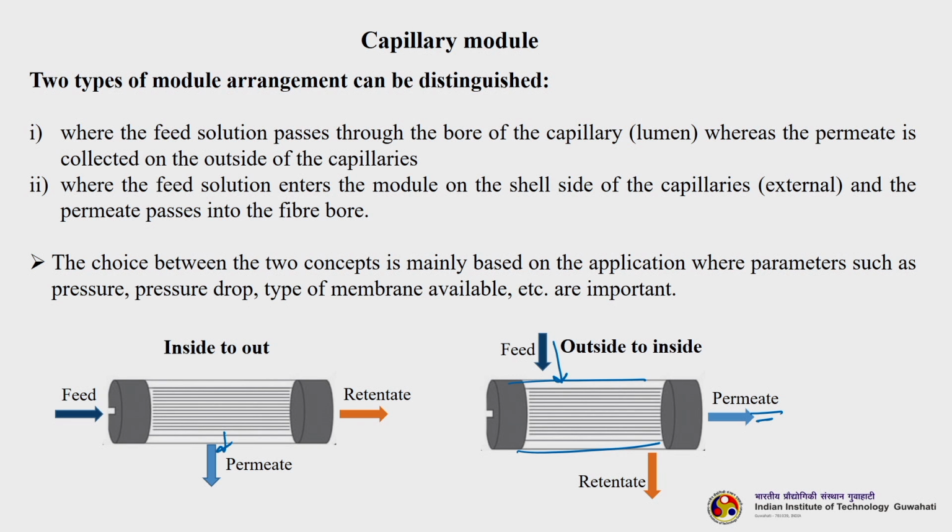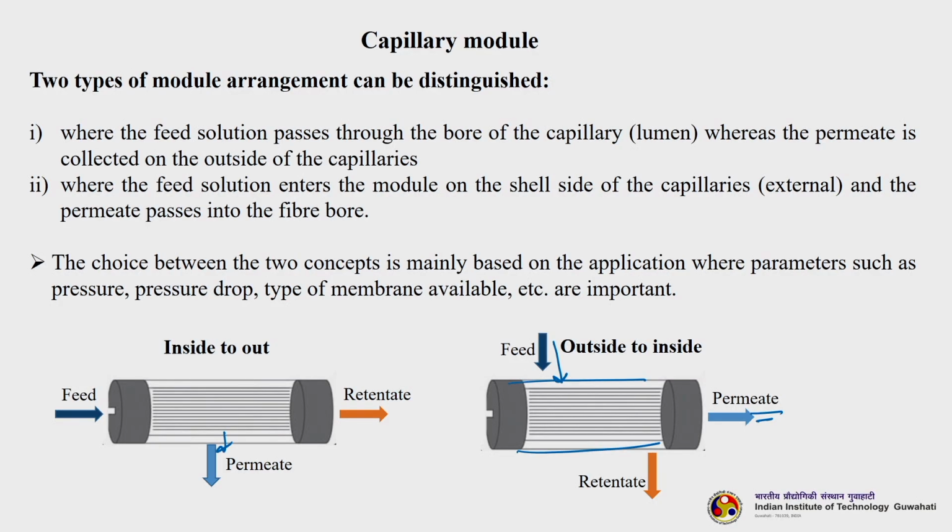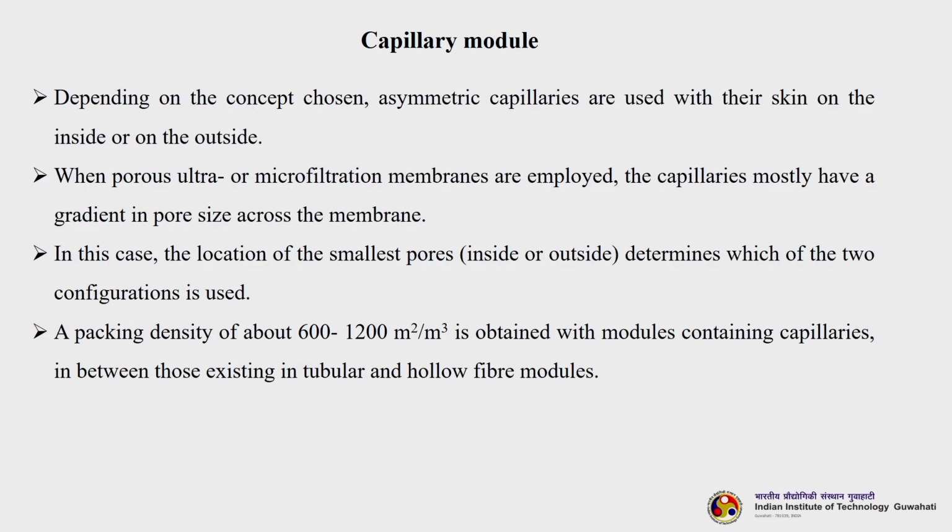So, actually what type of arrangement we are going to use or recommend depends upon two things. The first is the application, where parameters such as pressure, pressure drop, and type of membrane available are all important, as well as the economics. Depending on the concept chosen, asymmetric capillaries are used with their skin on the inside or on the outside. And when porous ultra microfiltration membranes are employed, the capillaries mostly have a gradient in pore size across the membrane. In this case the location of the smallest pores, inside or outside, determines which type of configuration is used.